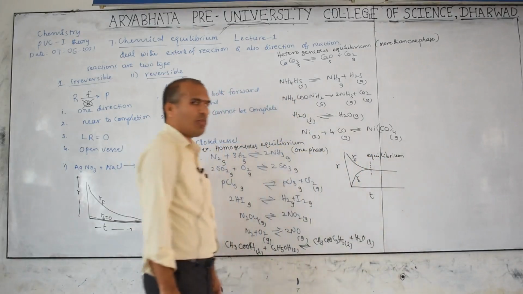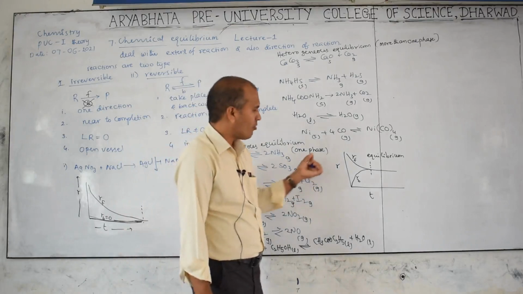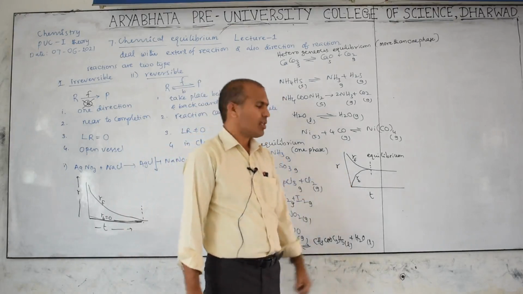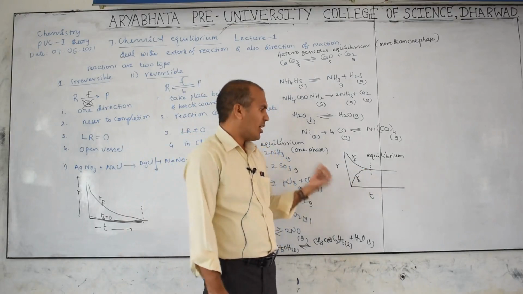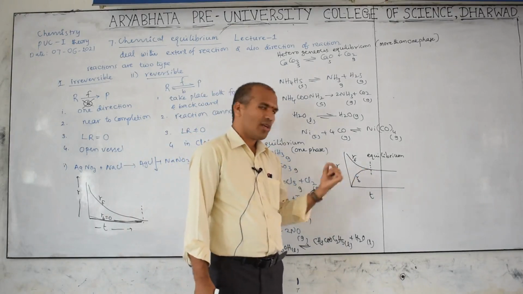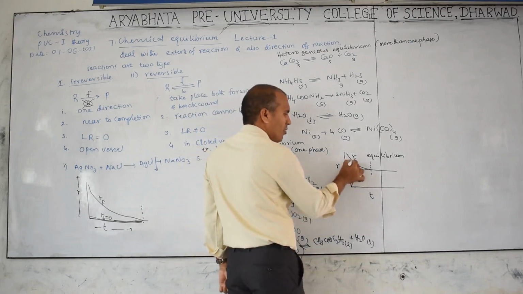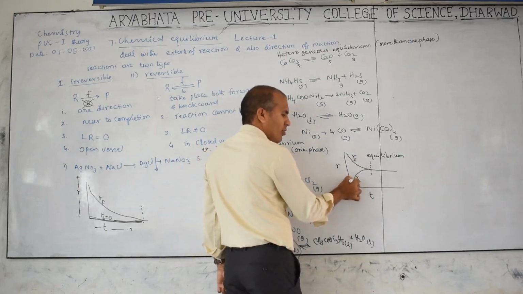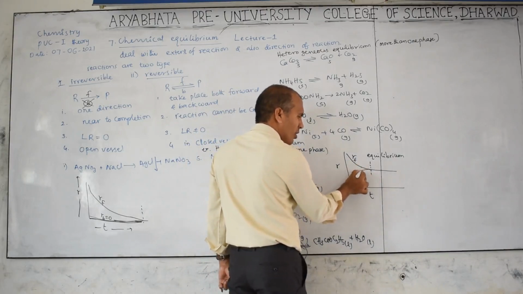This is the equilibrium position. Keep in mind, for a reversible reaction, at a certain stage, at that position, the rate of forward reaction and the rate of backward reaction are the same. Now at this time, the rate of forward is greater and the rate of backward is less.